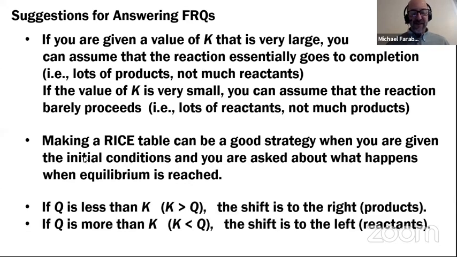If Q is less than K, then you're going to shift toward the products. And if Q is greater than K, then the shift is toward the reactants.